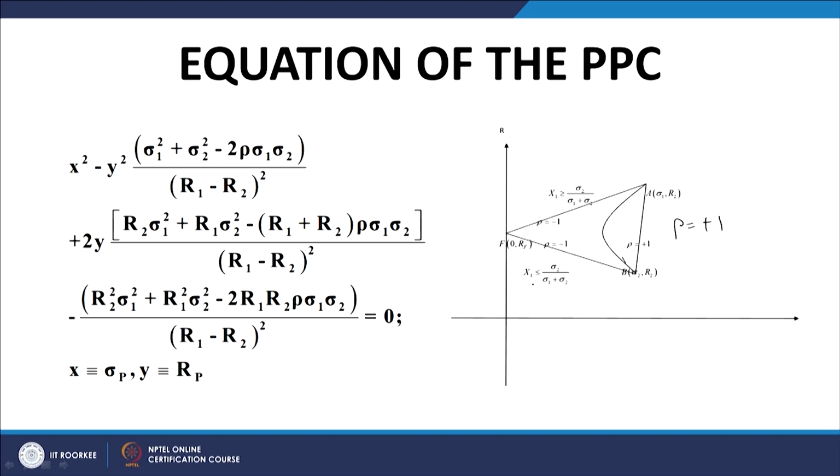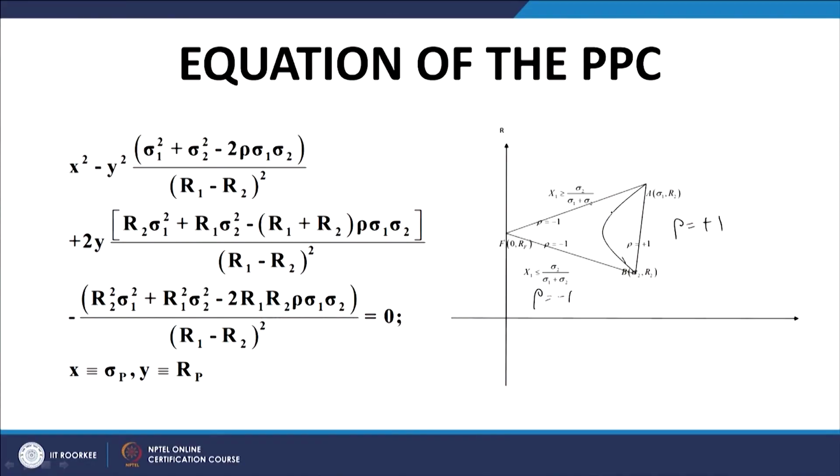And if rho is equal to minus 1, then we have a pair of lines, A joining the y axis at a point F, and then B joining the y axis at the same point F. So, the pair of lines AF and BF together represent the scenario when rho is equal to minus 1, that is, they are oppositely correlated, and rho equal to plus 1 is given by the straight line which joins the two securities A and B. I reiterate, every point in this is a unique combination of A and B, and number two, only those combinations of risk return are possible which are represented on this curve.